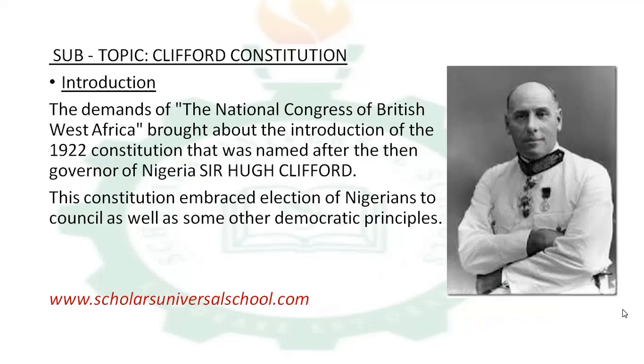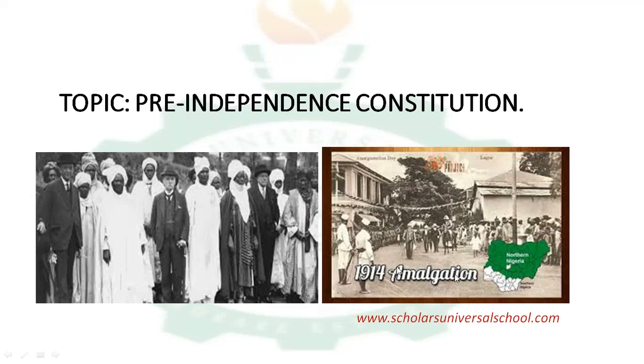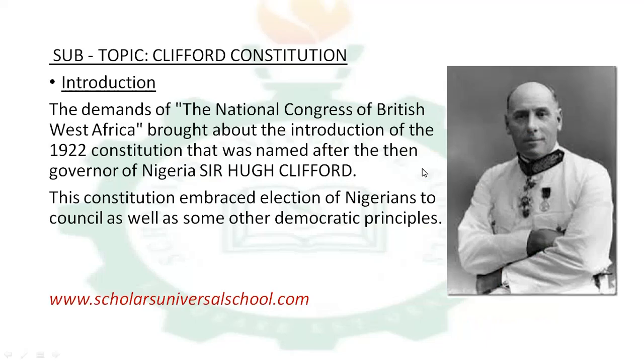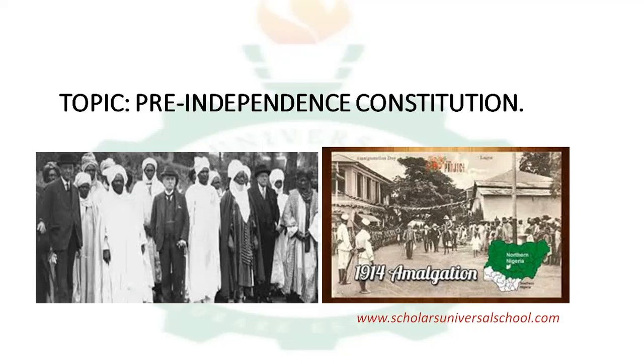The diagram we can see here is of our colonial masters and leaders during the colonial period, or our nationalists, those who fought for self-rule in the country, and who agitated for the constitution that will be used to rule and govern the country. The other picture here is of Nigeria during the amalgamation.